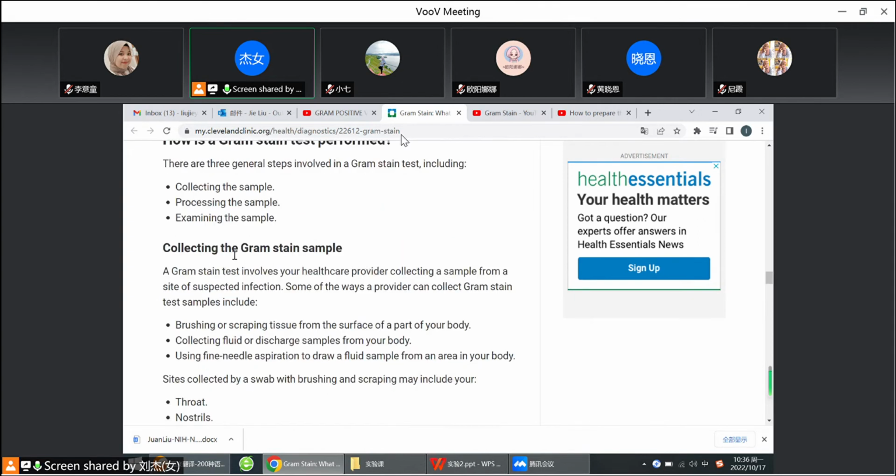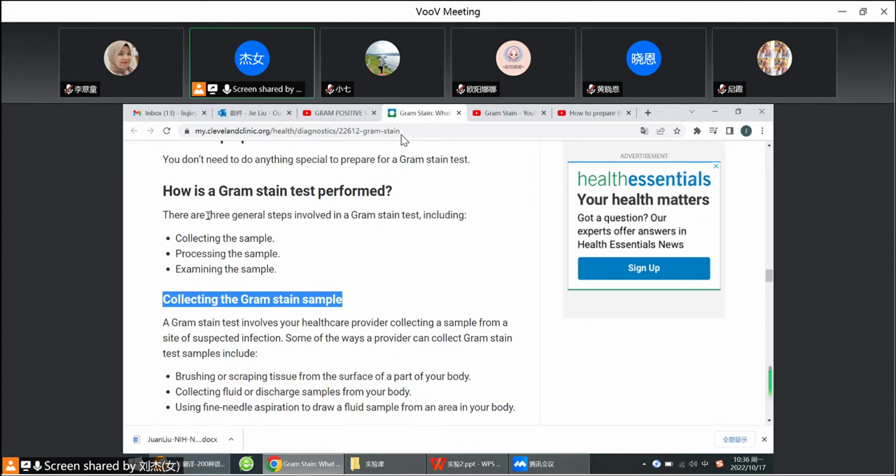And here, to collect the samples, the steps to perform the gram stain test, there are 3 general steps. The first is to collect the sample, then process the sample, and examine the sample.